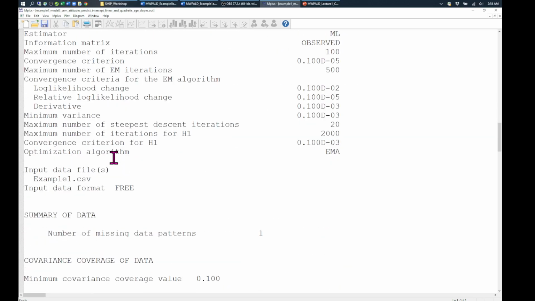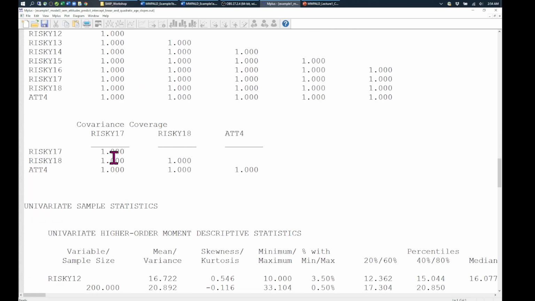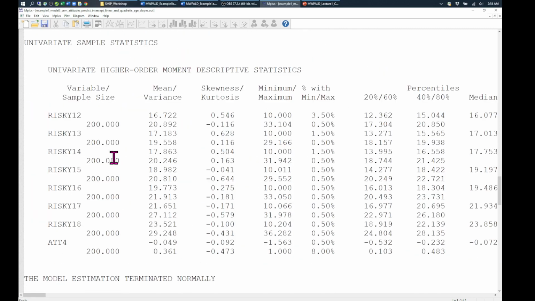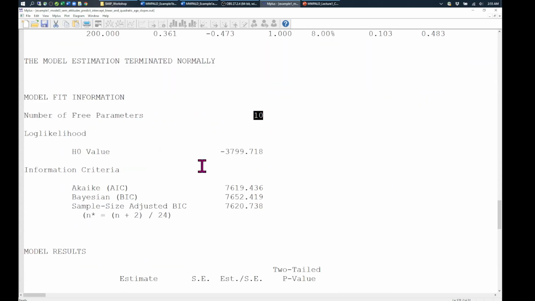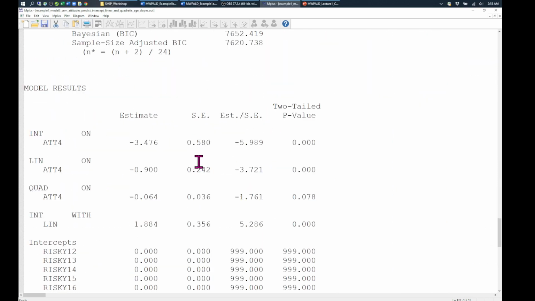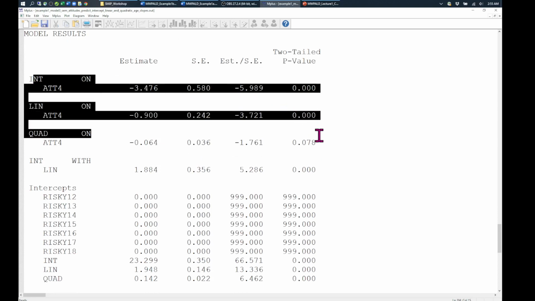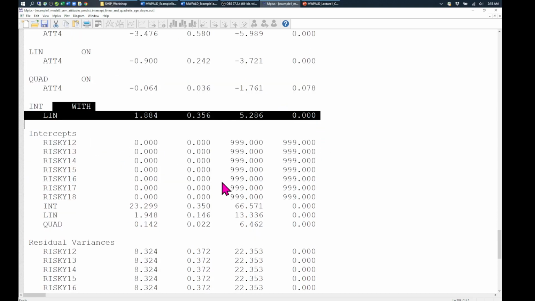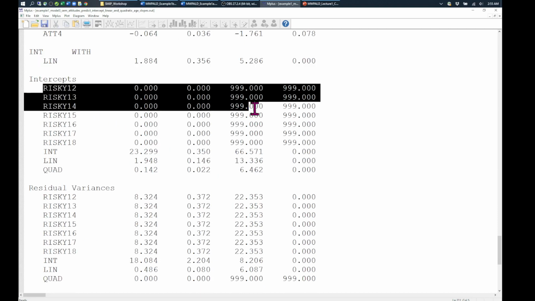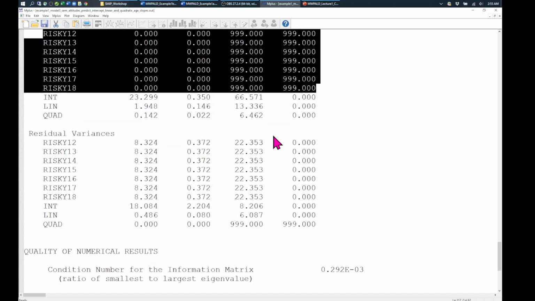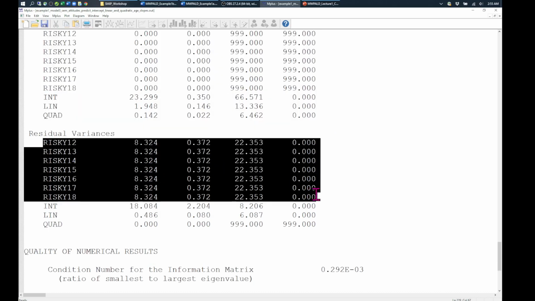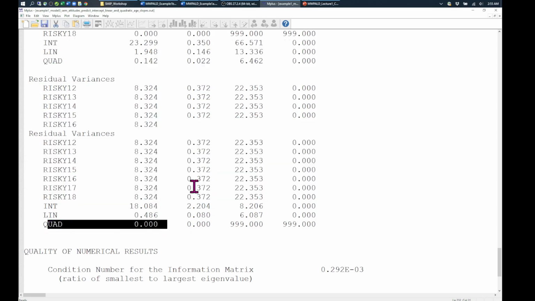So then the output is longer in this case because there's more parameters to discuss, even though there's still only 10 that are being estimated. So we have the 3 regressions, the covariance, and then it reports all of the intercepts that were fixed to 0, which is necessary to identify the model. It reports all separate residual variances per occasion, which are fixed to the same number per my instructions. And then the quad variance is fixed there too.